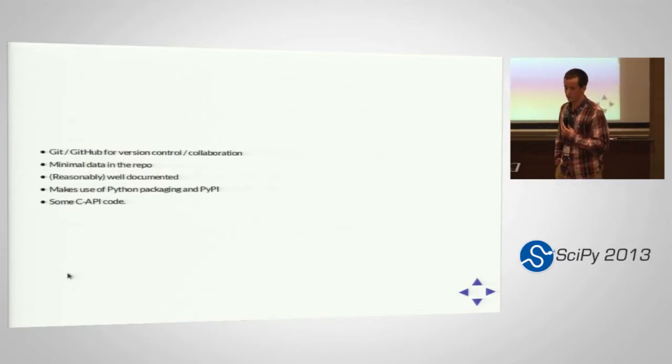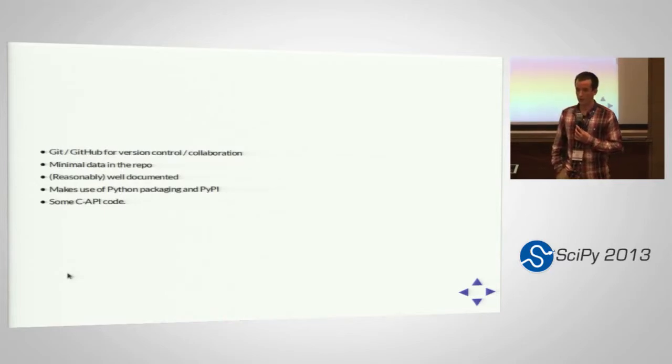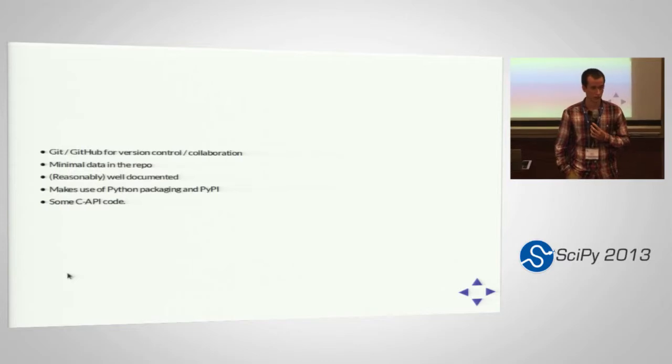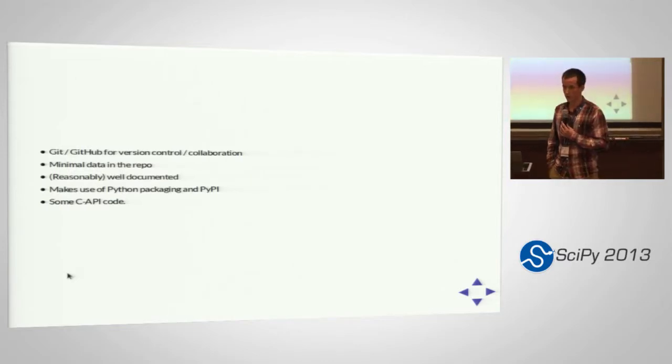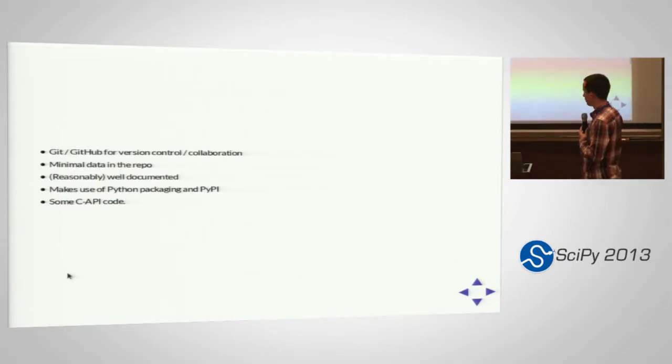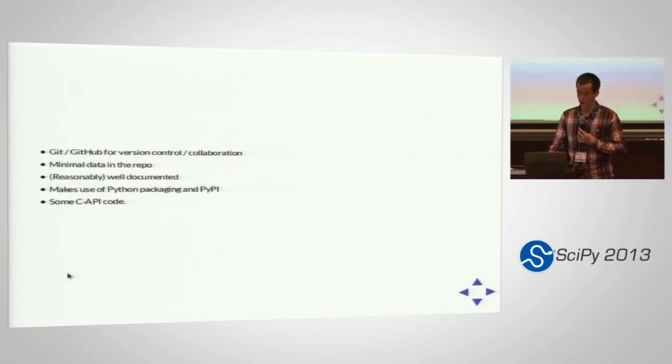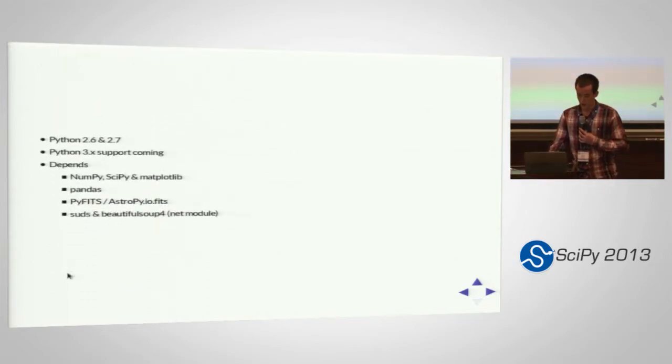I know people sometimes whine a little bit about the Python packaging system, especially if you start adding in C code, but it's a lot better than 3 Perl scripts. And at the moment we have a small amount of C API code.